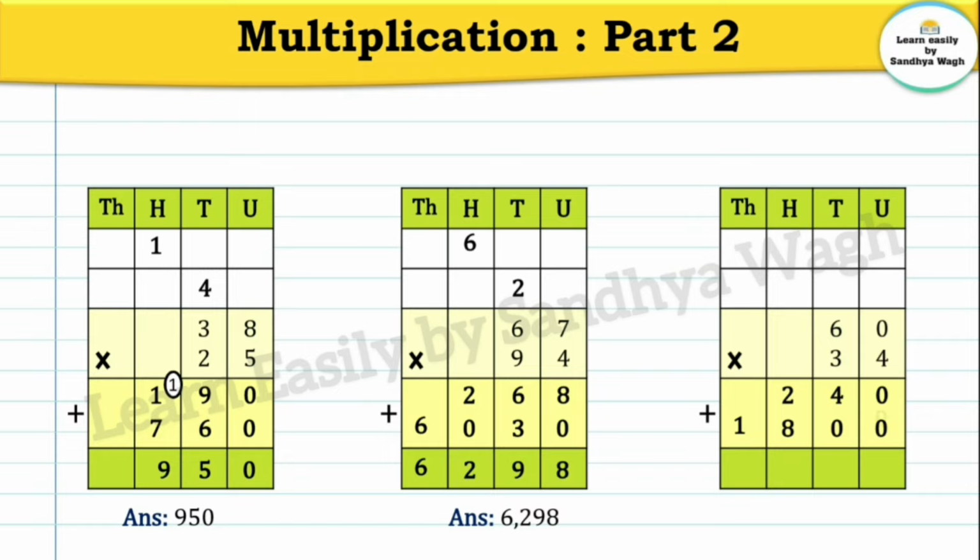So 0 plus 0, 0. 4 plus 0, 4. 2 plus 8, 10. So we'll write 0 in the hundreds place and 1 will go as a carry over in the thousands place. So 1 plus 1 is equal to 2. So our final answer is 2040.